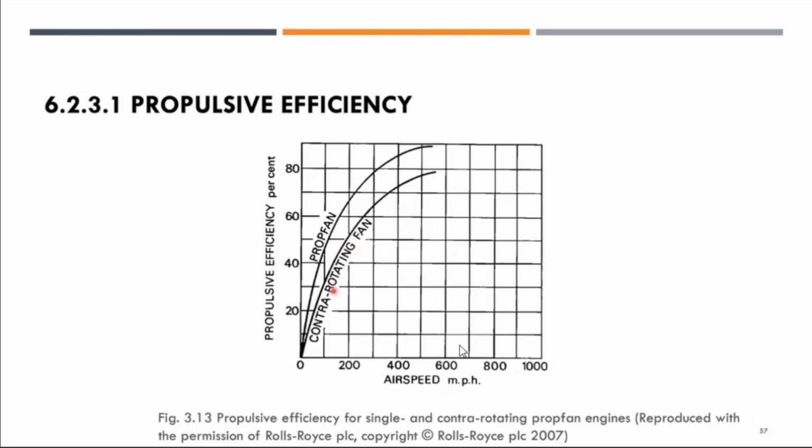Contra rotating fan compared to a propeller fan. Both are being used in low speed aircraft. So you can see here at 200 miles per hour, a contra rotating fan's propulsive efficiency reaches 50%, but the propeller fan already reaches 65% at 200 miles per hour.